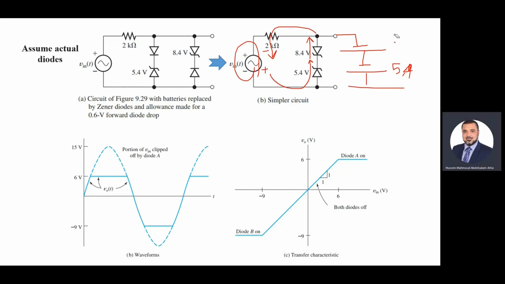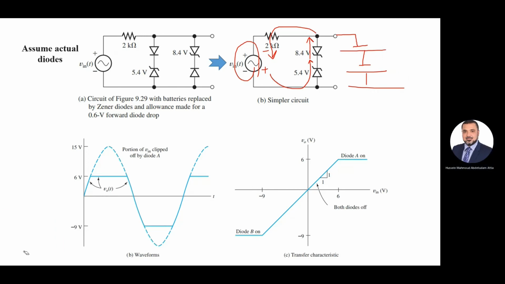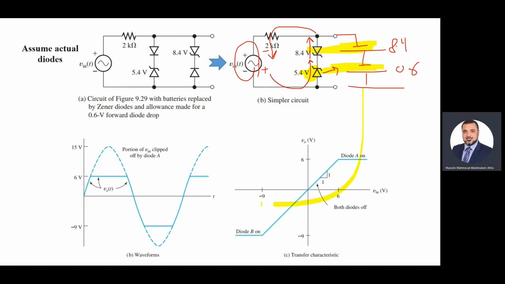This is not 8.4. This is 0.6. Sorry, it seems the other way around. So the correct value is: the first diode is replaced by 0.6. The other diode is 8.4, because the first diode is forward bias. This one is forward bias. Look at the other one, look at the polarity. Very important. So V out now is -9.